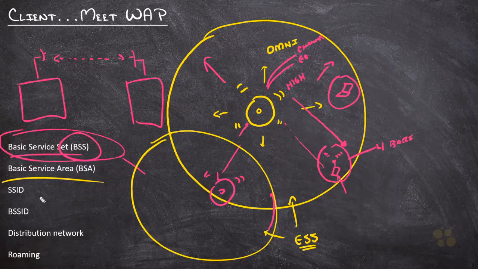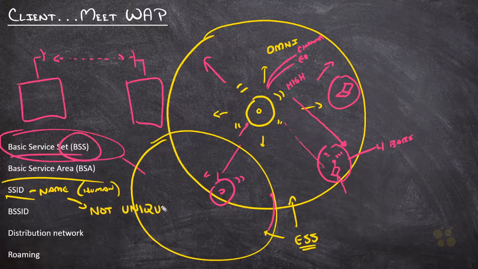So each one of these cells may be broadcasting the same SSID. That's the service set identifier. I forgot that name for just a second. It's the service set identifier. This is literally the name, meaning human readable, and I will also, let me emphasize, not unique name. So the name of the wireless network.